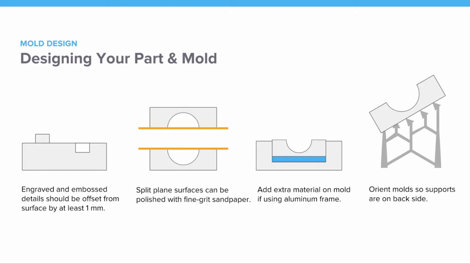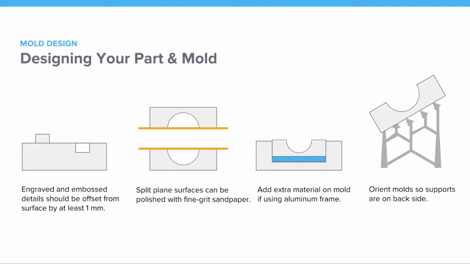Split plane surfaces, basically where the mold halves come together, you can sand those down to increase the tightness of the bond between the two when they're clamped. Any gaps will allow plastic to leak through, and that's called flash, and you'd have to trim that off later. So if you're having issues with that, try sanding those split planes.